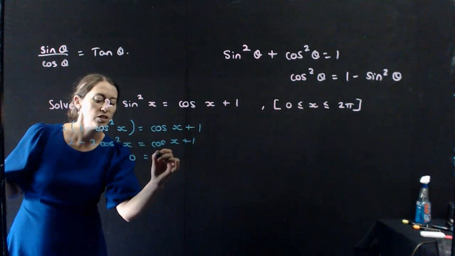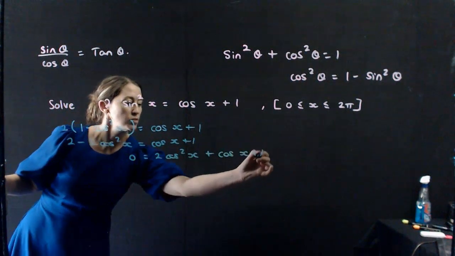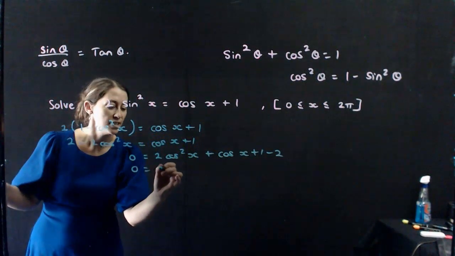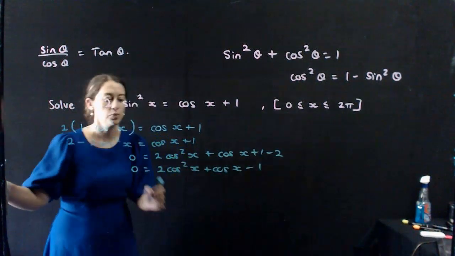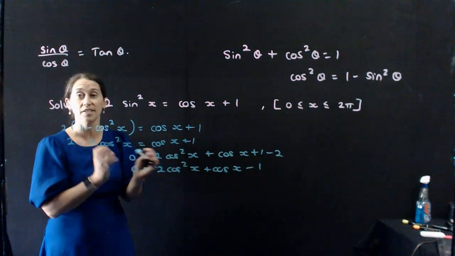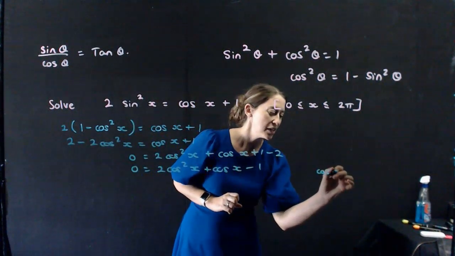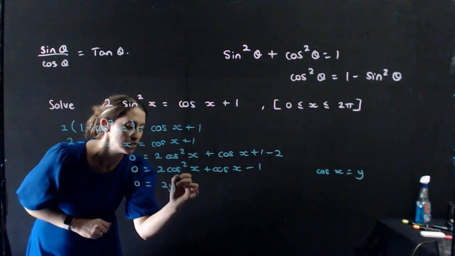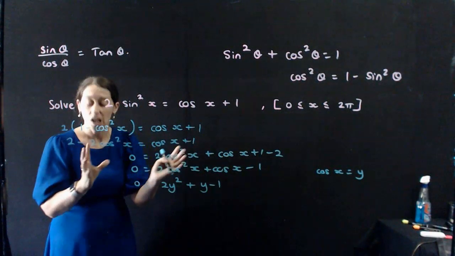So moving this over gives me 2 cos squared x. I've still got this here, so it's plus cos x plus 1. And then I've got to take the 2 over as well, so take away 2. So let's just neaten that up a bit. I've got 1 take away 2, which is minus 1. You can either factorize this as a quadratic using cos x as your variable, or you can do a substitution. I like to do a substitution, it just makes it a little bit simpler. Let's let cos x equal y. So if I rewrite this, I now get 0 equals 2y squared plus y minus 1, which is much easier to work with and not as cluttered.